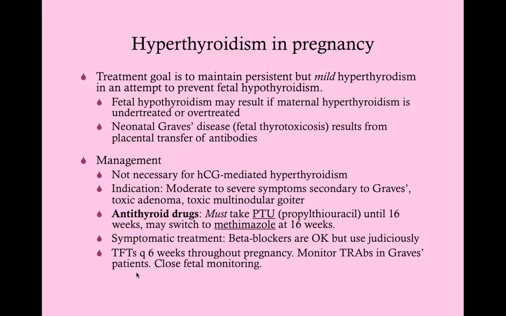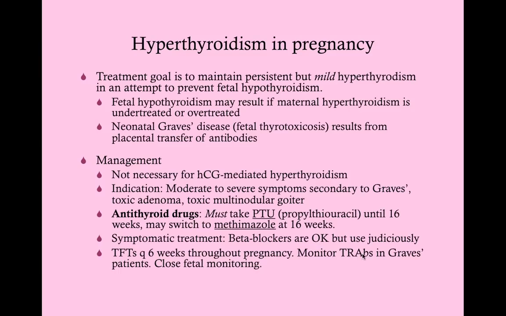She should be coming in to have her thyroid functions drawn every 6 weeks throughout the pregnancy. Some will do it every month. And you're also going to monitor the thyrotropin receptor antibodies in Graves' patients. Why do you do this? Because her requirements for antithyroid drugs are possibly going to go up as the pregnancy goes on. Usually it does. And so you want to monitor that through the pregnancy, just to make sure that she's well titrated.